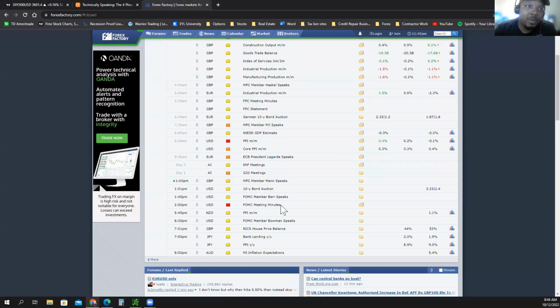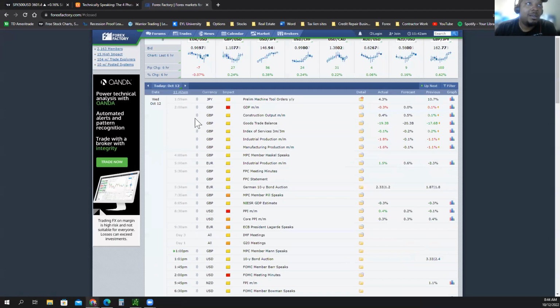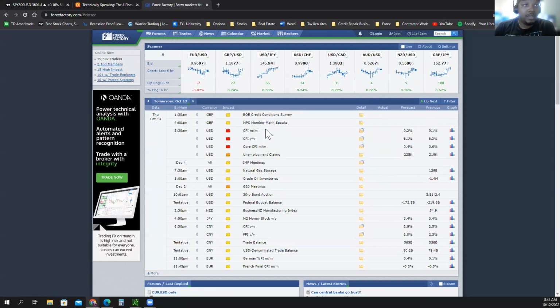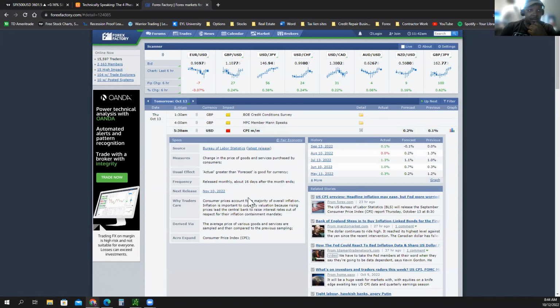We want to be aware of when the Fed is meeting, the FOMC. They're going to be talking about some things that could potentially move the market. That's why you see that red there. Then tomorrow you have CPI, which is also talking about consumer inflation or overall inflation. But you want to be aware of these things.